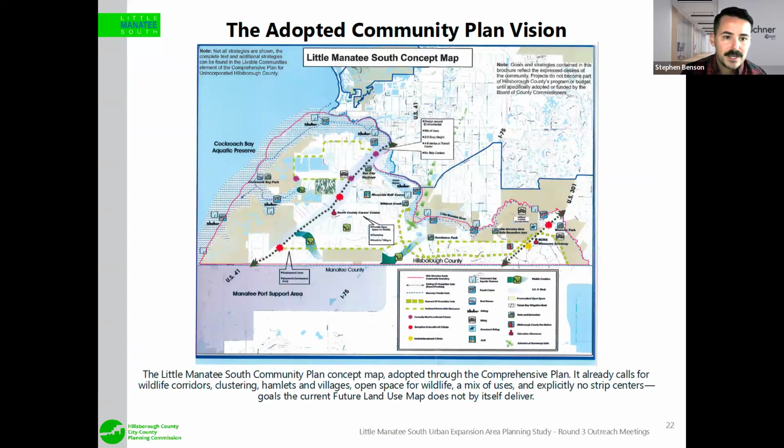So this is the image of the adopted community plan, the Little Manatee South community plan that was adopted about 15 years ago. This plan was one of the many inputs that we used to build off of. There were some assumptions and some very clear strategies and ideas set forth in this plan. And it does call for a number of things that we did recommend to carry forward. There are some assumptions in this plan that have not come to fruition yet. For instance, the plan does contemplate a passenger rail corridor down US 41 that did not come to fruition and has not been progressed substantially at this time.